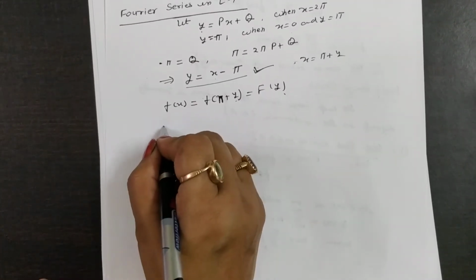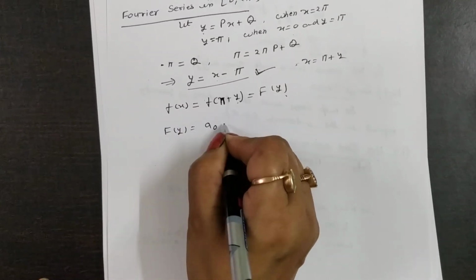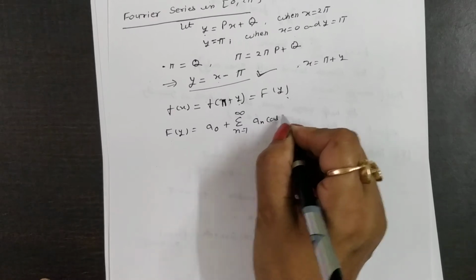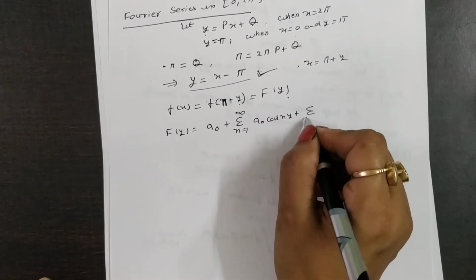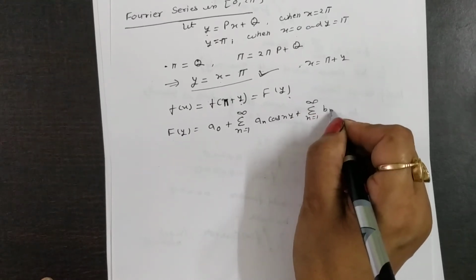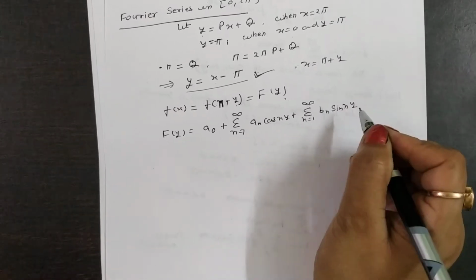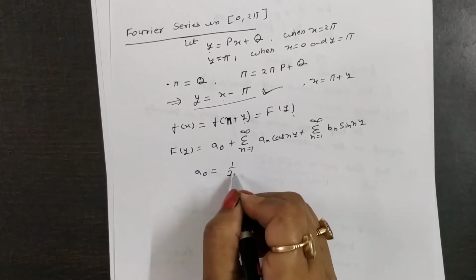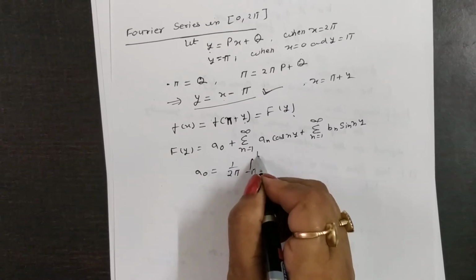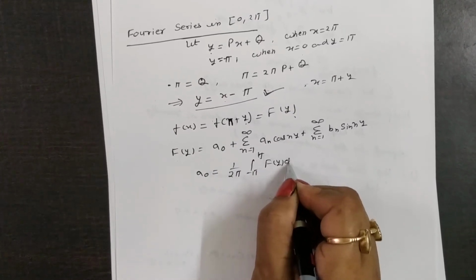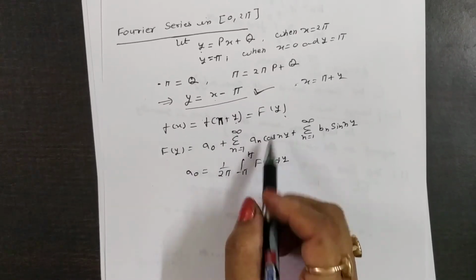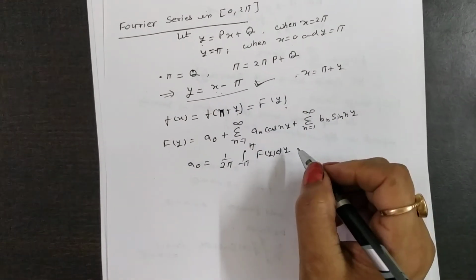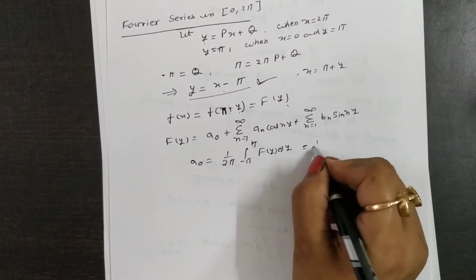Therefore f of y is equal to a0 plus sigma n is 1 to infinity an cos ny plus sigma n is 1 to infinity bn sin ny. Where we know that a0 is 1 by 2 pi integral from minus pi to pi of f of y dy. If you substitute here, x is equal to this one, your dx is equal to dy, so this again becomes 1 by 2 pi.